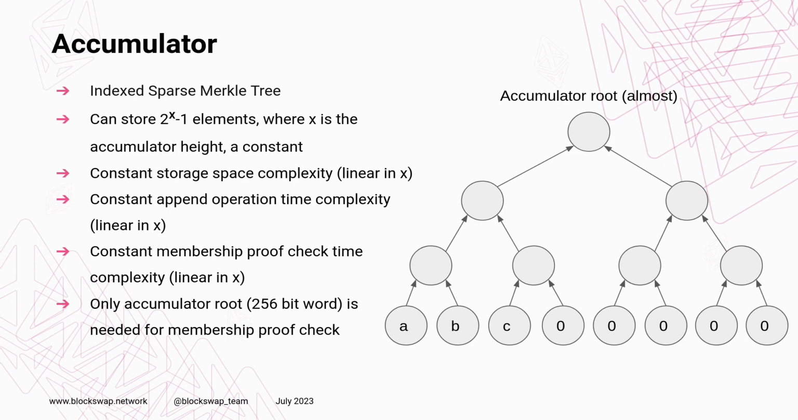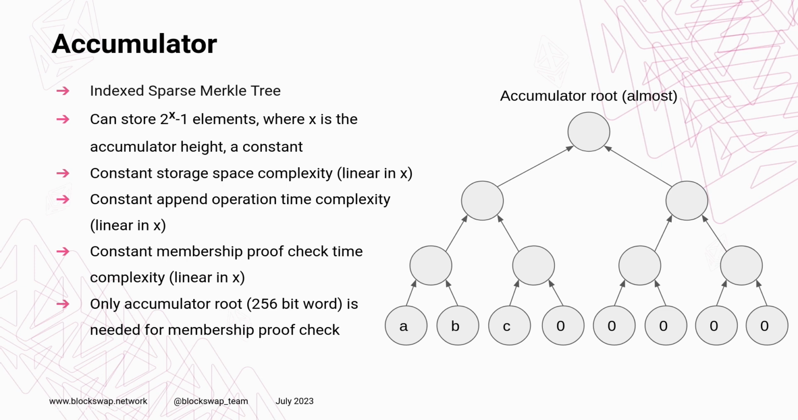So how does this work? For example, how do we achieve constant storage space complexity? Say that we want to insert an element instead of the 0 here. Say we want to insert D. What do we need to store? Let me roll back up a bit and say what the tree looks like.